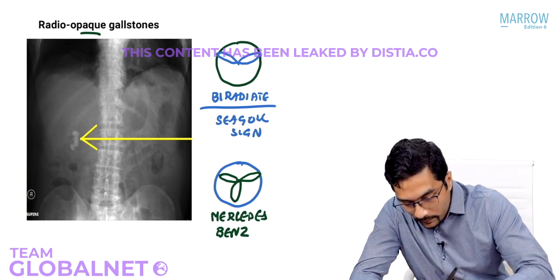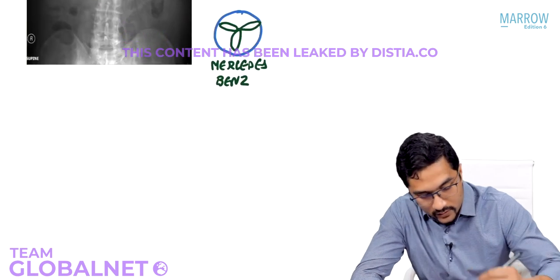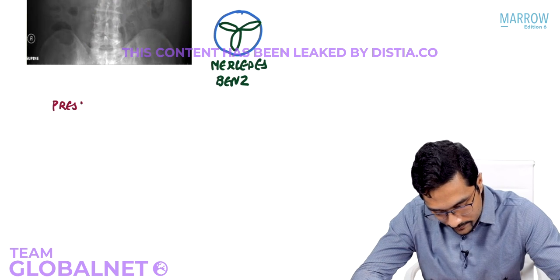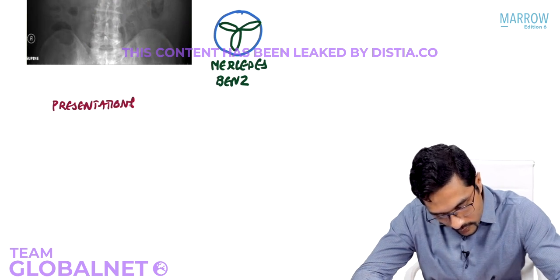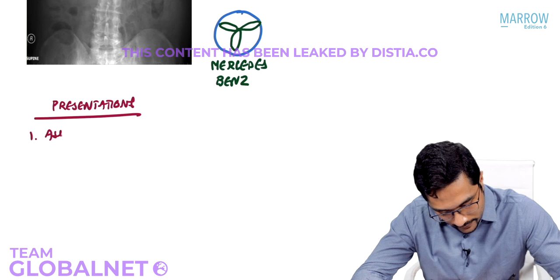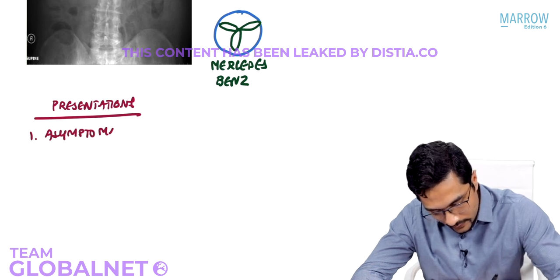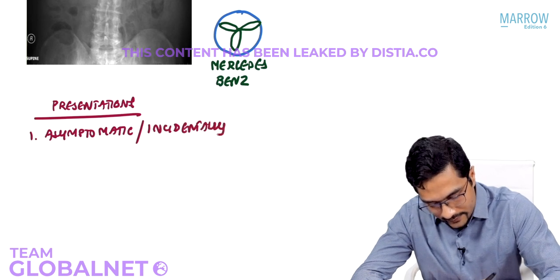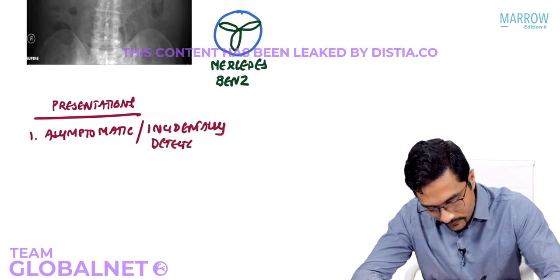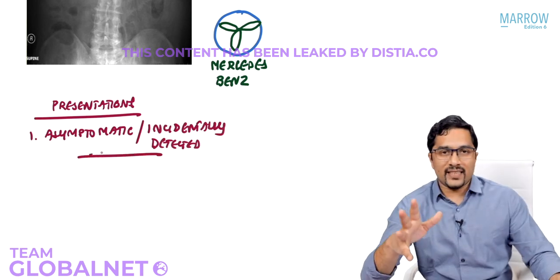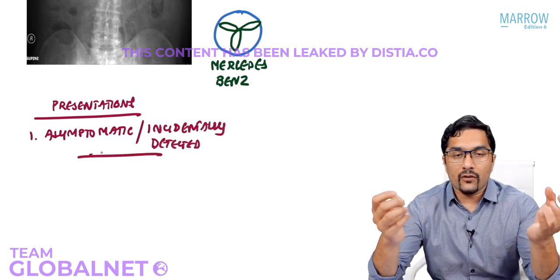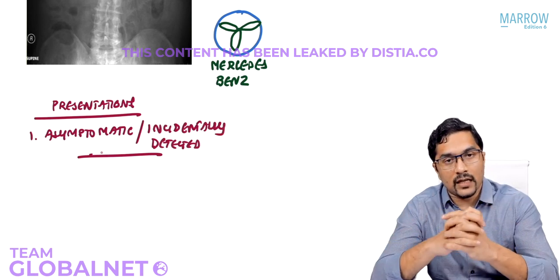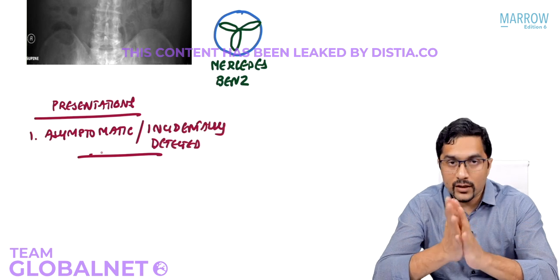Okay. Let's talk about the various presentations of gallstones, because they've been asked multiple times. Each and every presentation of gallstone has been asked in the exam. So the first presentation is asymptomatic or incidentally detected stones. As we've been discussing previously as well, because of so much of preventive health checkups happening, patients get routine ultrasounds done, and sometimes they can be picked up with gallstones.